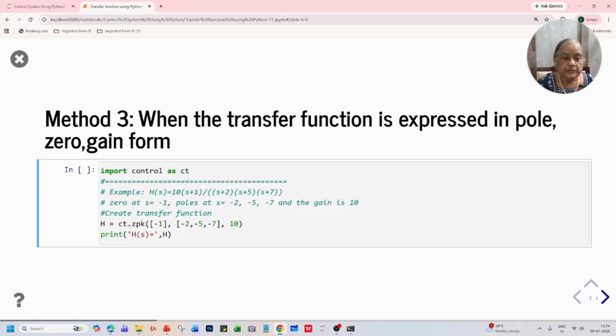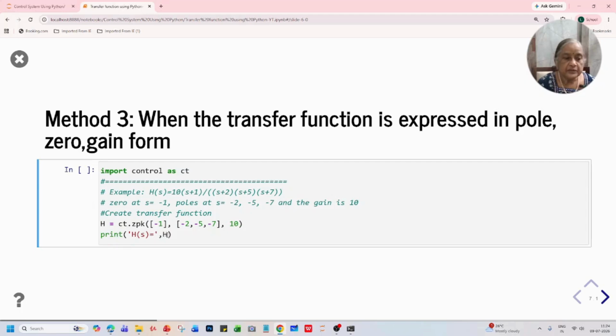So the zero at s equal to minus 1 is passed as a list containing minus 1. And the poles are at minus 2, minus 5, minus 7, so a list is formed with minus 2, minus 5, minus 7, and that is passed as the second element in this zpk. And the gain is whatever the overall multiplying factor is, and here it is 10. So that is passed as the third element for this zpk.